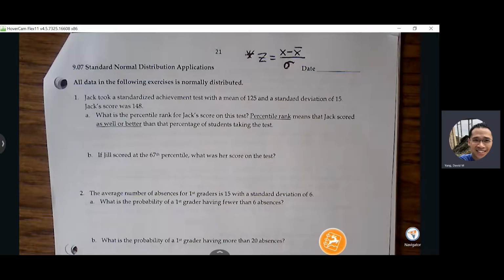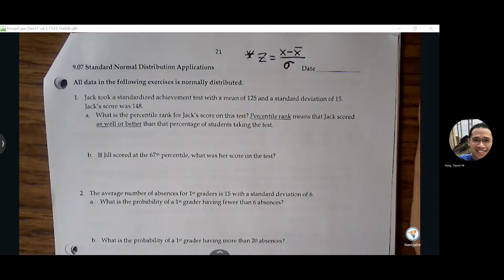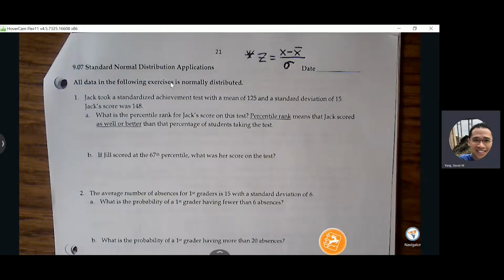Okay, page 21. Again, we're still a day ahead. We're going to just do this page and the next page. It's very much the same thing. I think the only difference is that we have to maybe read the table a little differently.